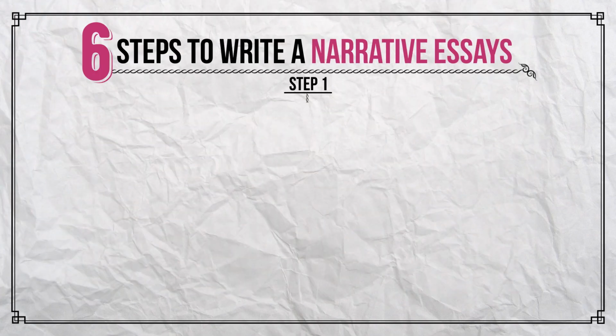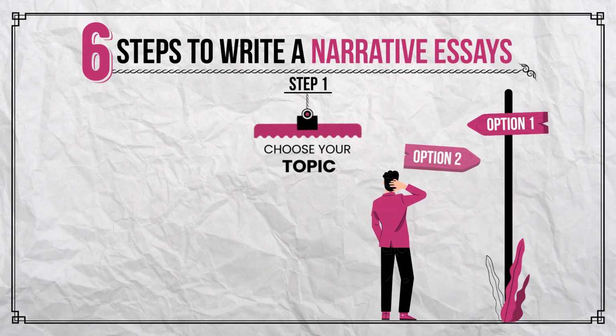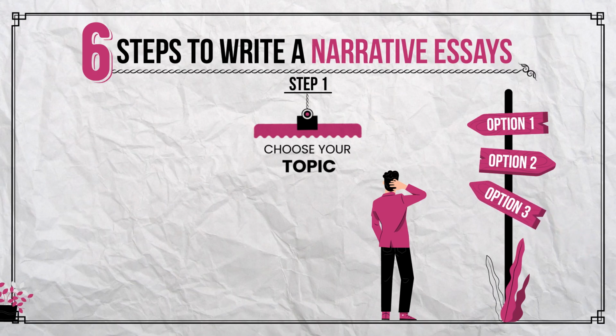The first step to writing a narrative essay is to choose a topic. This can be a personal experience, a childhood memory, a story about someone you admire, or any other subject that is meaningful to you. When choosing a topic, consider what makes a good story and what elements you can include to make your essay interesting and engaging.